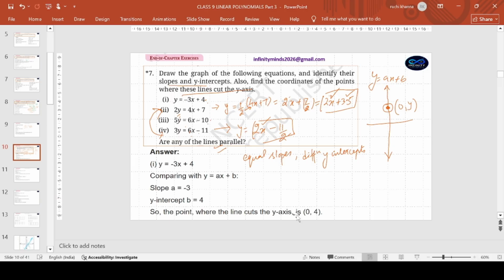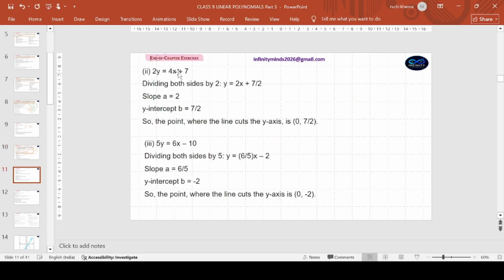Clear? Where will it cut the y-axis? X is not there anymore now. X is to be put as 0. If x is 0, this whole thing becomes 0. You obtain y equals 4. So it shall cut at the point 0, 4. Next, dividing both by 2, we just discussed 2x plus 7 by 2. This will be your slope. This is your y-intercept. Putting x equals 0, y comes 7 by 2. 0, 3.5 it will cut.